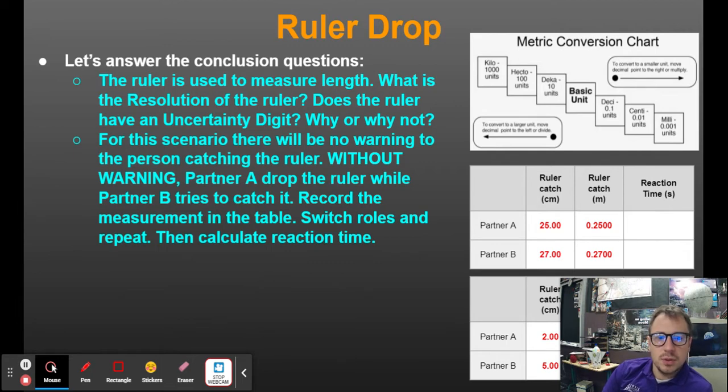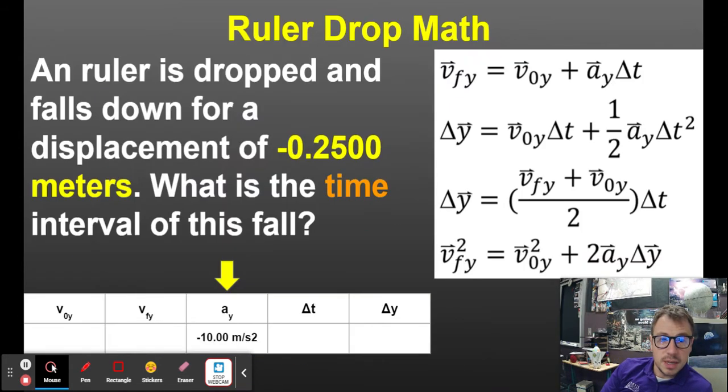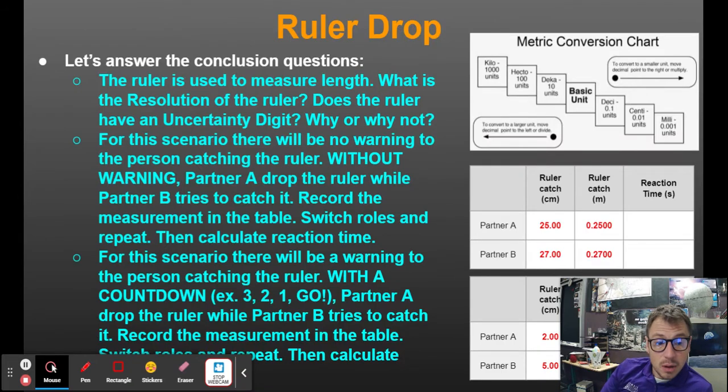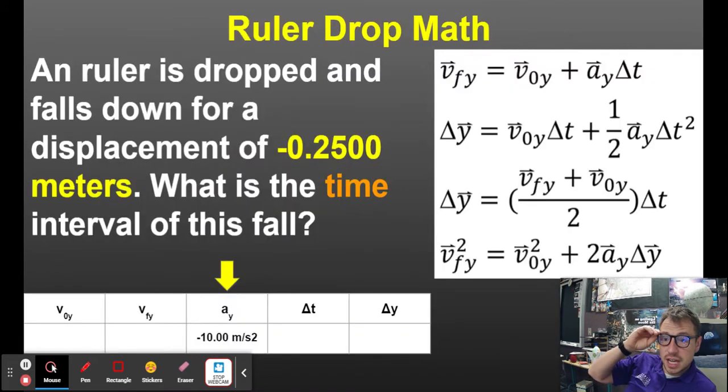So if you look at this one, the first scenario was dropped without warning, and you notice those numbers there. Even though it fell directly on the 25, directly on the 27, I still have to record the resolution and that uncertainty digit. Then I have to convert it to meters. All I have to do is move the decimal to the left 2 times, so if it's at 25 centimeters, the ruler catch is going to be 0.2500 meters. So now we can calculate that reaction time.